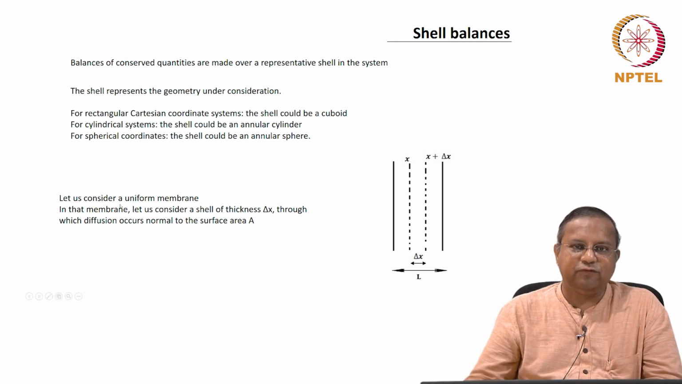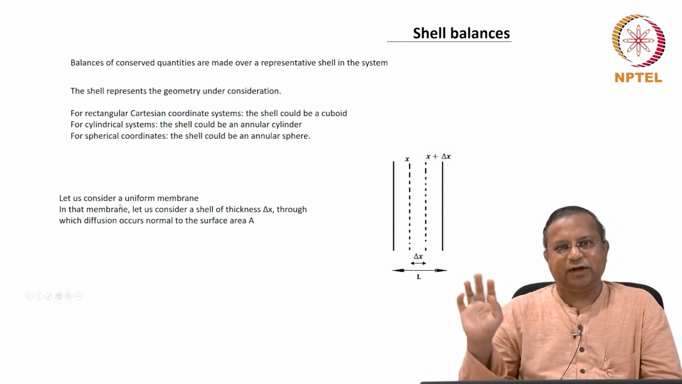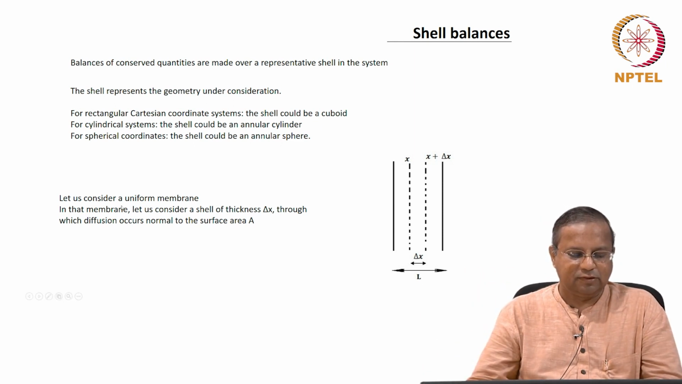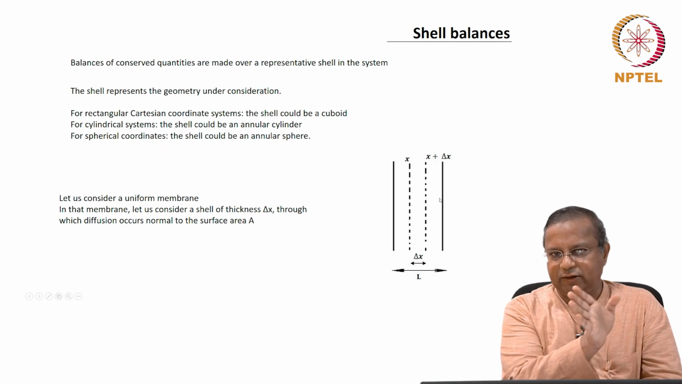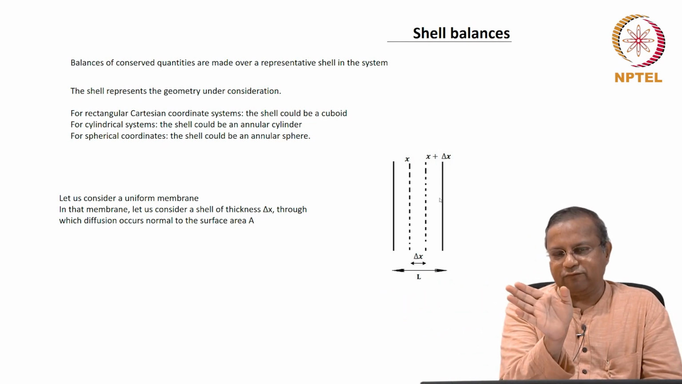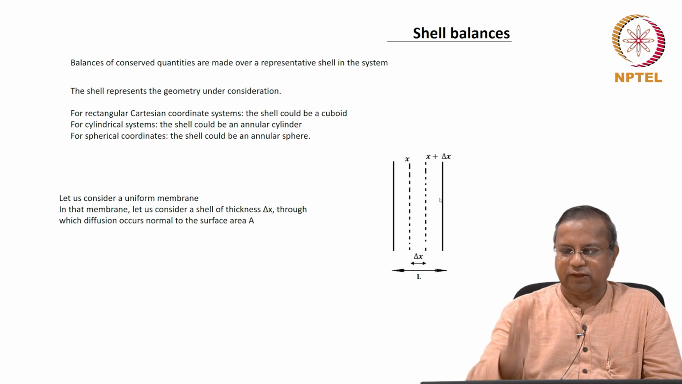Now, we are going to consider a uniform membrane. Okay, we will directly jump into systems of relevance to us, a uniform membrane. In that membrane, let us consider a shell of thickness delta x through which diffusion occurs normal to the surface area. This is the membrane, okay, indicated by these thick lines. This is the membrane of thickness L, and the area is perpendicular to the plane of the motion of the species. Okay. So, the area is somewhere here.